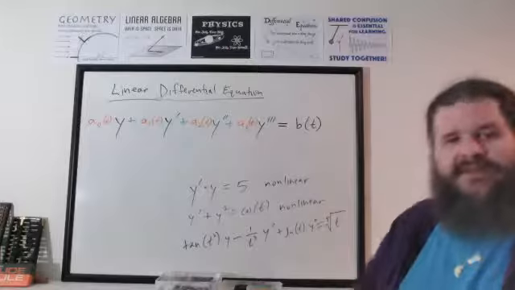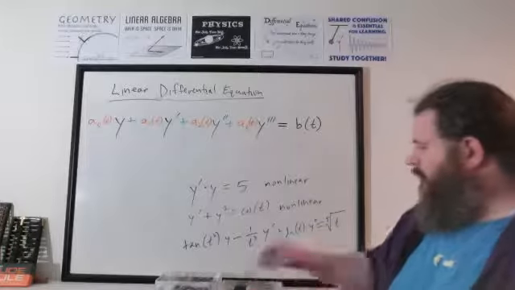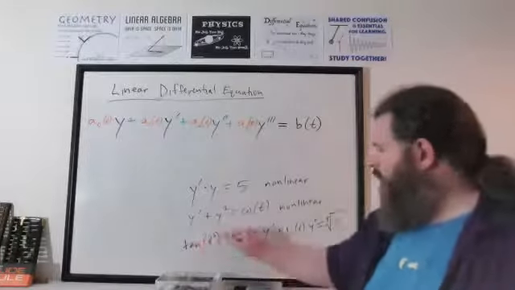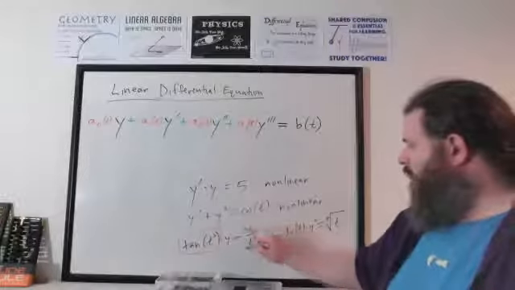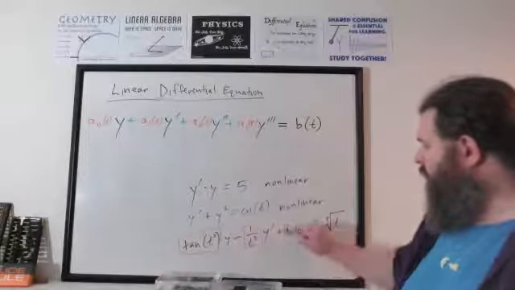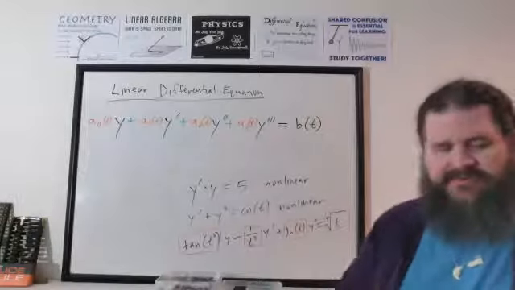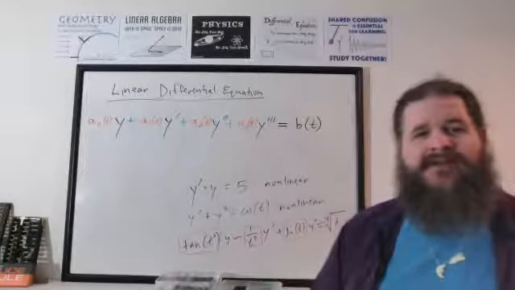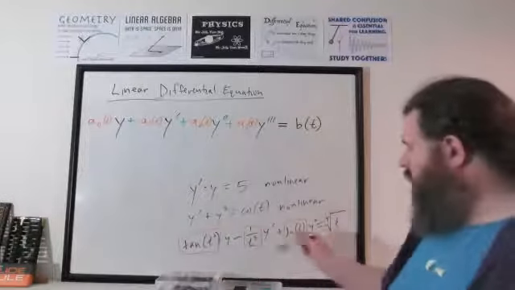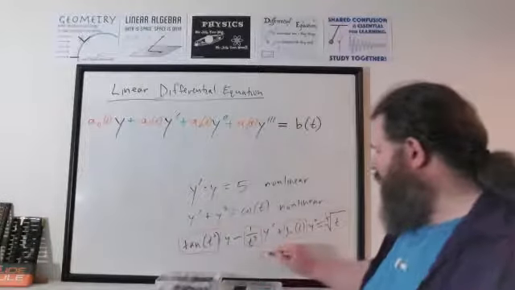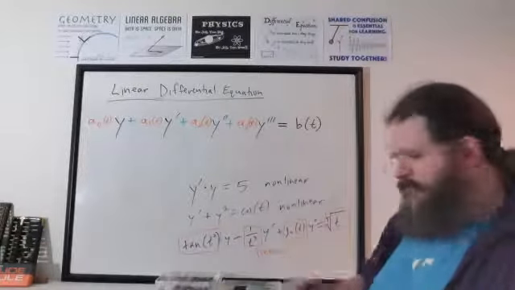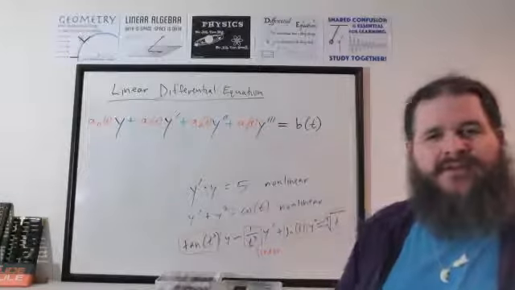This still counts as a linear differential equation because it's still just some function of t times y plus some function of t times y prime plus some function of t times y double prime equals some function of t. It's still just a linear combination of y and its derivatives. So this counts as linear. Any questions on that distinction so far?